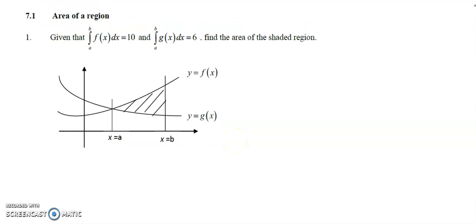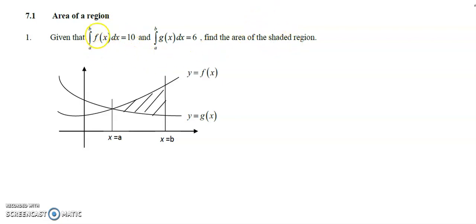Here is one example. Given the integral of f(x) with respect to x from a to b is equal to 10, and the integral of g(x) from a to b is equal to 6, find the area of the shaded region.